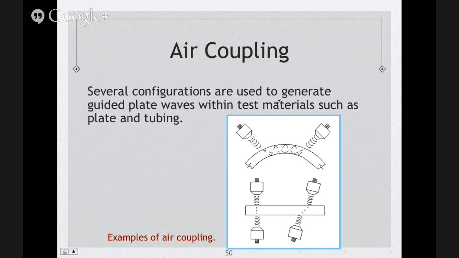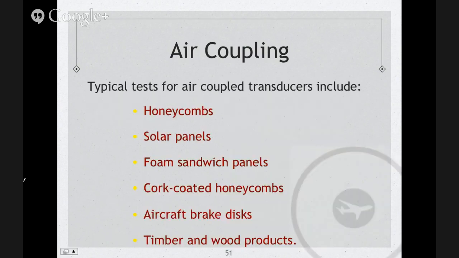Several combinations are used to generate guided plate waves within the test materials, such as plates or tubing. These are examples of air-coupling transducers, where you have no coupling and you're just going through air to make your plate waves into your test pipe. Typical tests for air-coupled transducers include honeycombs, solar panels, foam sandwich panels, core-coated honeycombs, aircraft brake discs, timber, and wood products.